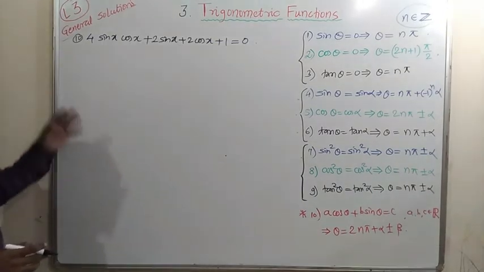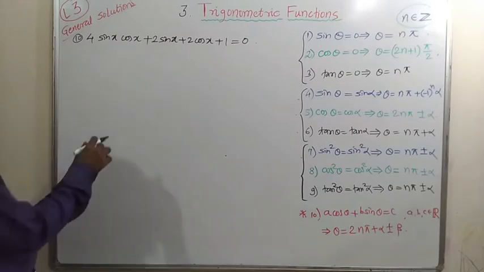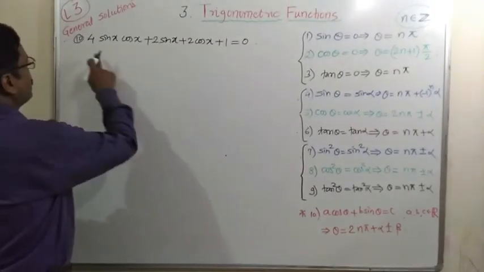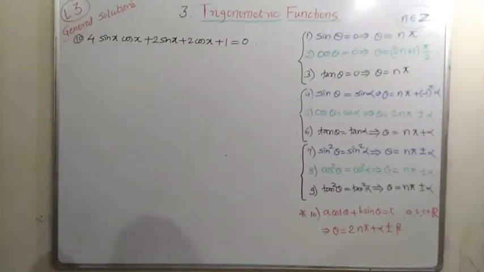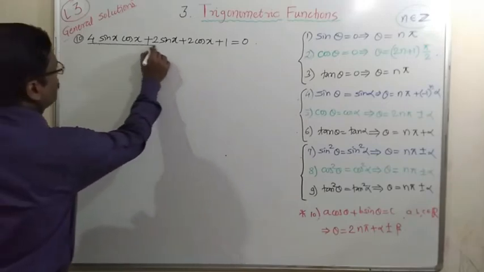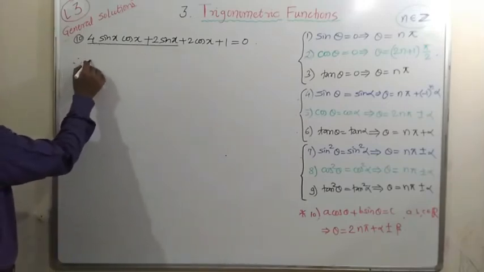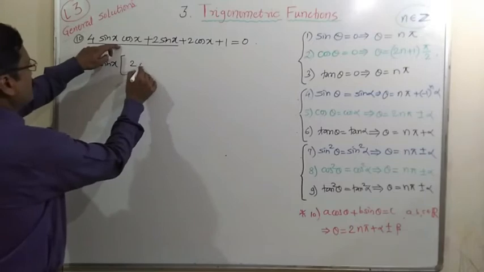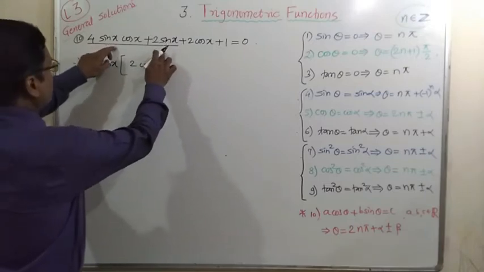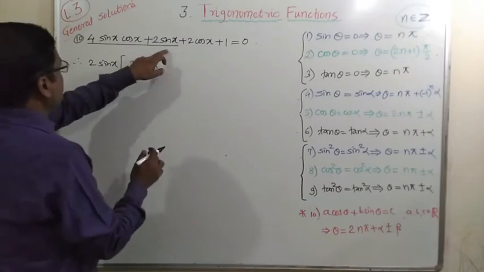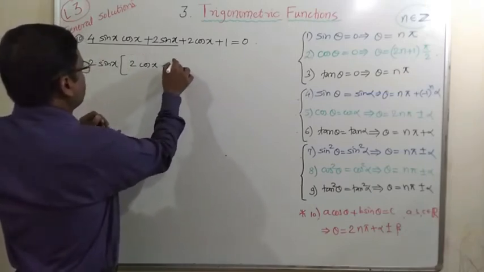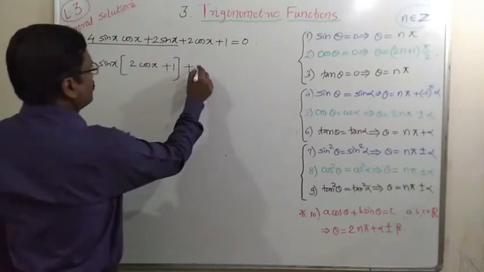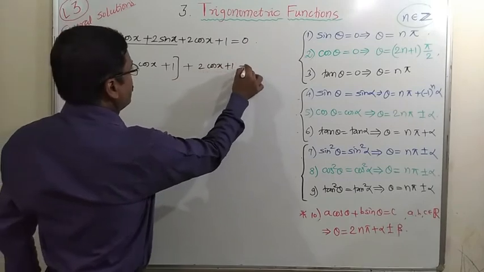Example number 10, it is looking lengthy but very simple. Just observe carefully that this 2 sin x is present here also, 2 sin x, and this 2 cos x is also present here, 2 cos x. So just take common 2 sin x from first two terms, so that we get 2 sin x, in bracket remains now 2 cos x from these two. From this we get 2 cos x, and we have already taken 2 sin x, so plus 1. These are our first two terms. Our remaining two terms are as it is, that is 2 cos x plus 1 equal to 0.